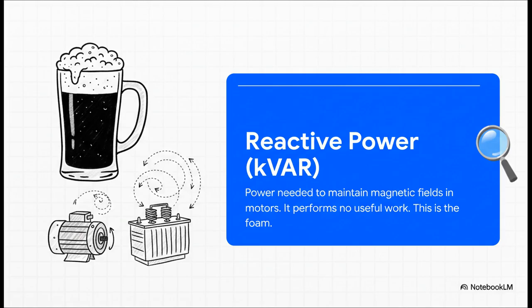This is the power that does real useful work, lighting up a room, creating heat, or actually turning the shaft on a motor. Next, there's reactive power, and this is measured in kVAR. Just think of this as the foam on top of the beer. It takes up space in the mug, right? Space you're paying for, but it doesn't do any useful work itself. Now, it's not totally useless, I should say. It's absolutely essential for things like motors and transformers to create the magnetic fields they need to run.